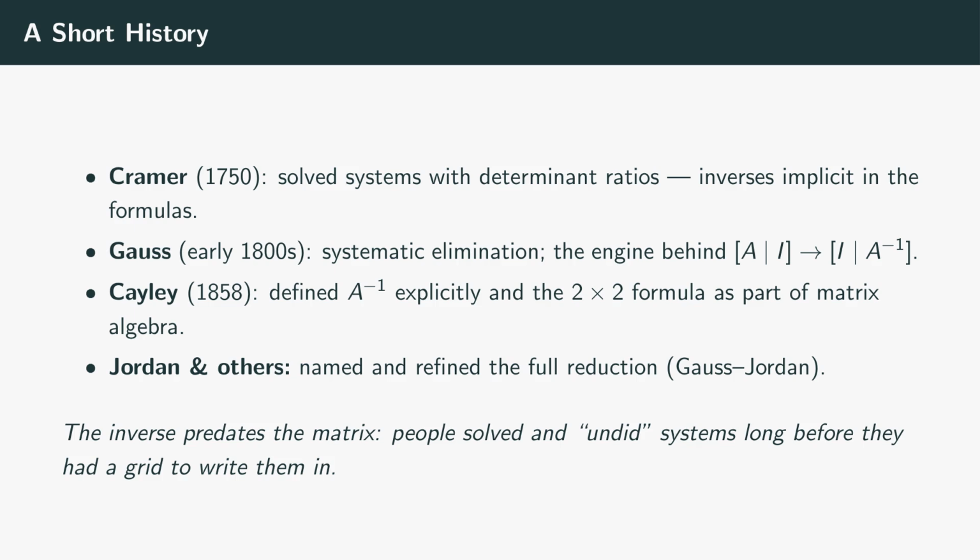Then, in 1858, Arthur Cayley, in the same memoir that founded matrix algebra, defined the inverse explicitly and wrote down the 2x2 formula as a piece of that algebra. The fully reduced version of the elimination procedure picked up the name Gauss-Jordan, after Gauss and the geodesist Wilhelm Jordan, who popularized it. So the inverse arrived in stages, first as ratios, then as an algorithm, and finally as a clean algebraic object you could name and manipulate.